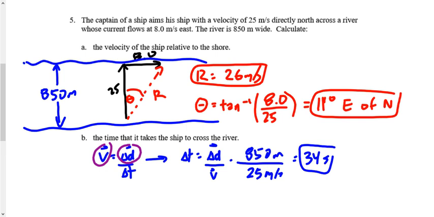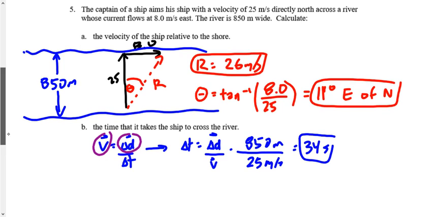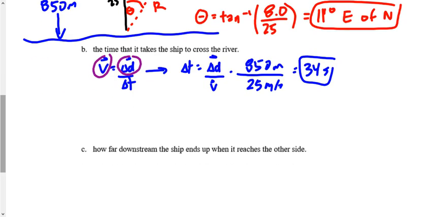Anybody get 34 for that? Okay, a few people? Good. Now, question C. I like this one because after having gone through B, we now have a little bit of a hint for question C. How far downstream does the ship end up?